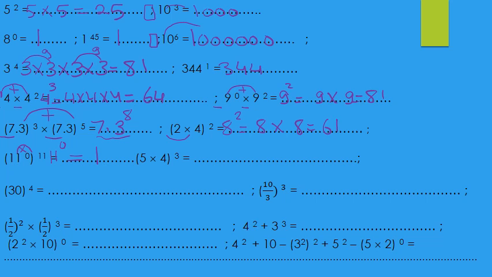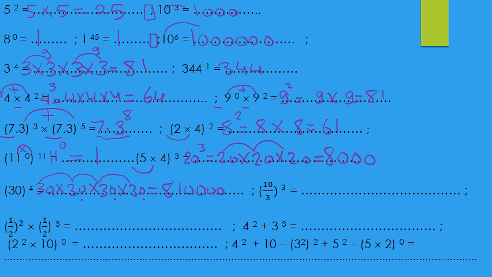5 times 4 cubed, we multiply 5 times 4, it is 20 cubed, so we write 20 times 20 times 20. 2 times 2, 4 times 2 is equal to 8 and we add 3 zeros. 30 to the power 4, also we write 30 times 30 times 30 times 30. 3 times 3, 9 times 3, 27 times 3, it's 81, and we have 1, 2, 3, 4 zeros, so we add 4 zeros beside it.